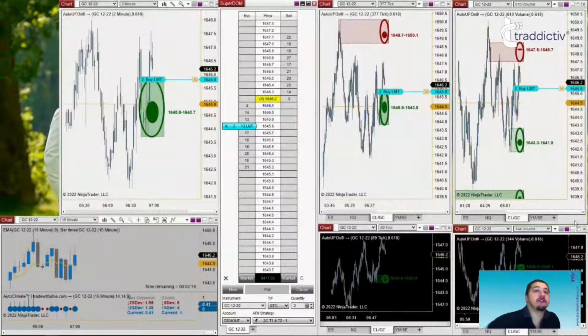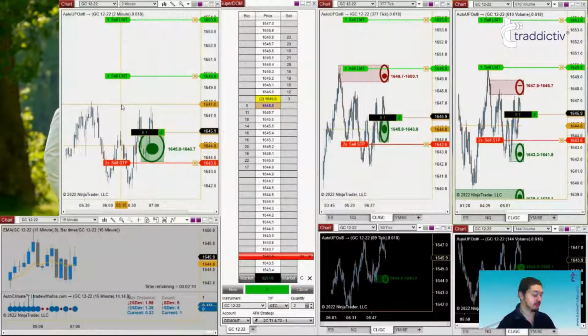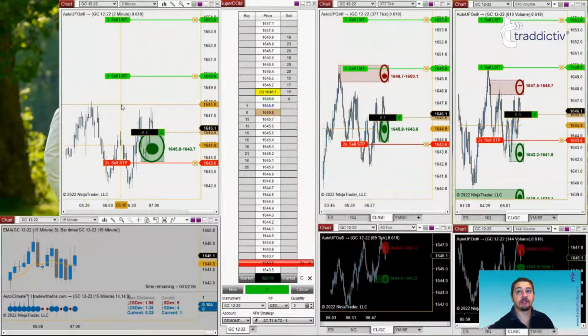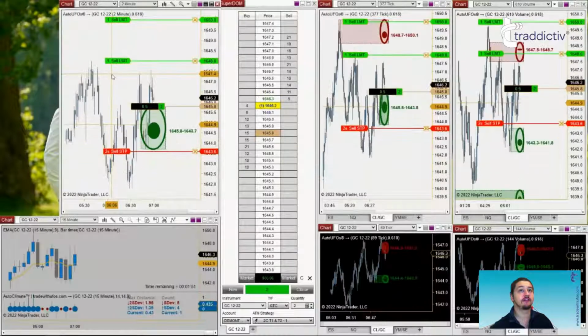So let's see if we get a fill on this, and then adjust it. There we go. We got that. 43.6. Now let's go ahead and adjust the profit target. So we got 45.8 minus 43.6. That's 2.2 plus 45.8. We're looking at 48 for our T1. And our T2 is going to be at 50. That's what this one's going to look like.